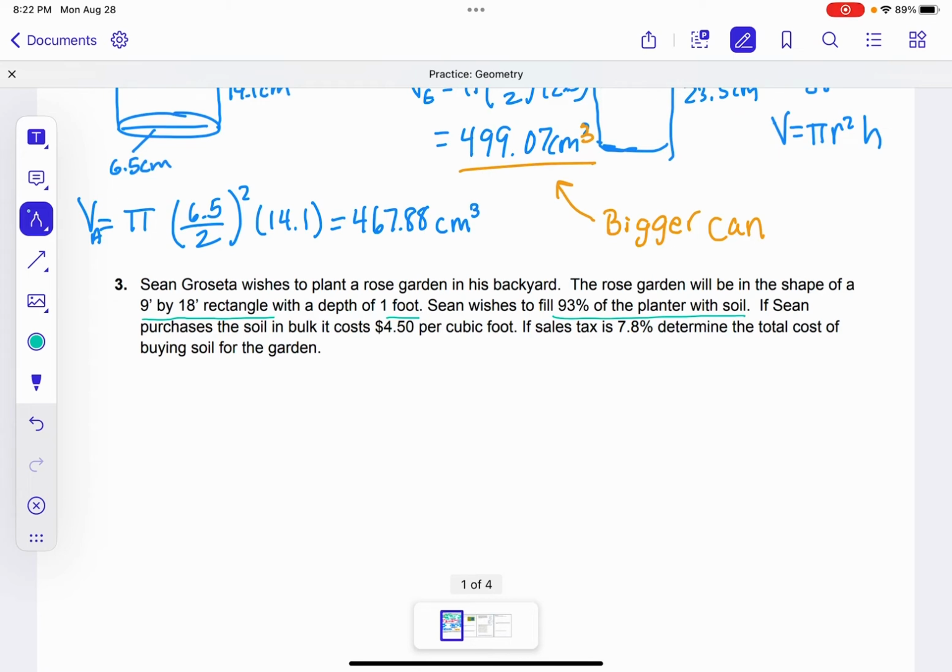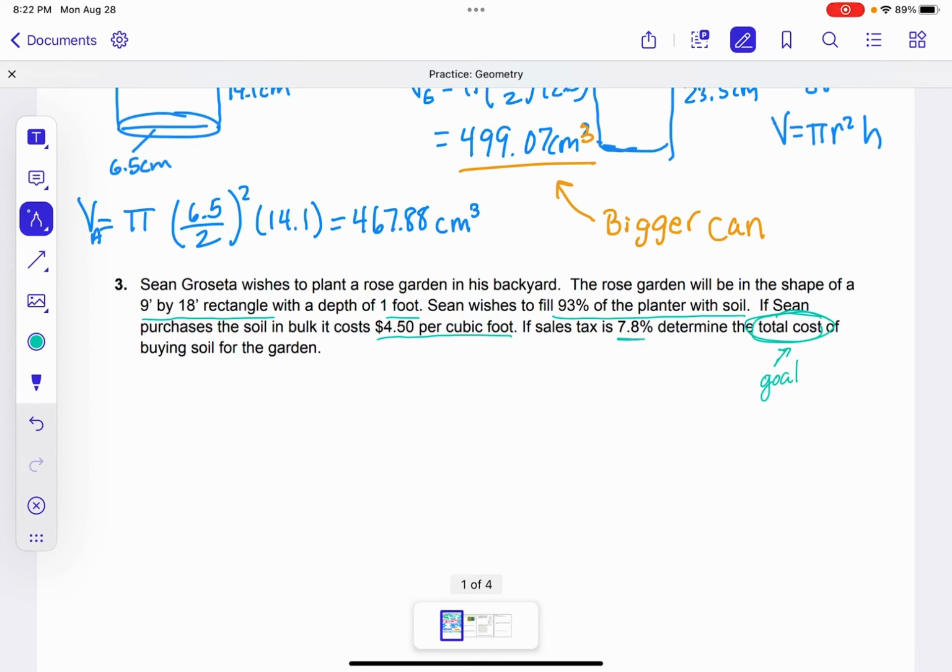Now, if you buy soil in bulk, it's going to be a little cheaper, so it costs $4.50 per cubic foot, and then there's sales tax. And so we just want the total cost. So our goal here is to figure out the total cost. So there's our goal. So I'm just going to make a note.